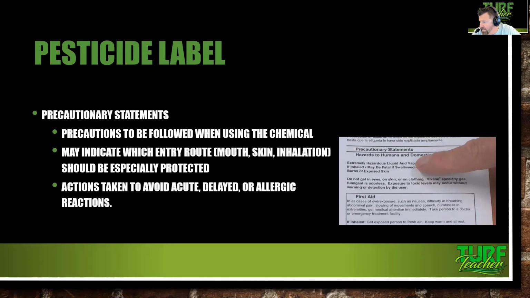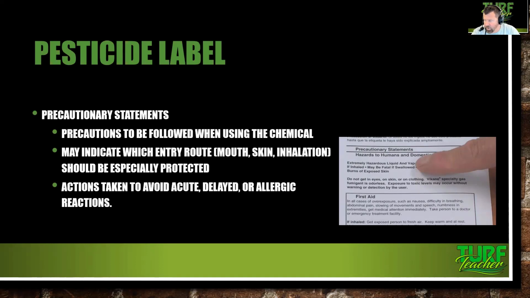Vikane specialty gas fumigant is odorless. Exposure to toxic levels may occur without warning or detection by the user. With first aid in all cases of overexposure, such as nausea, difficulty in breathing, abdominal pain, slowing of movements and speech, numbness in extremities, get medical attention immediately and take the person to a doctor or emergency treatment facility. If inhaled, get the exposed person to fresh air and then keep warm and at rest.